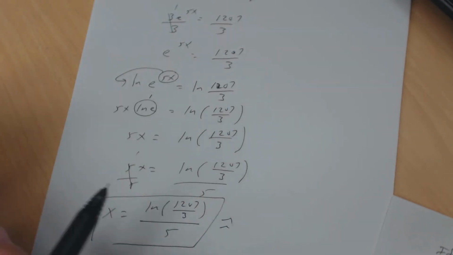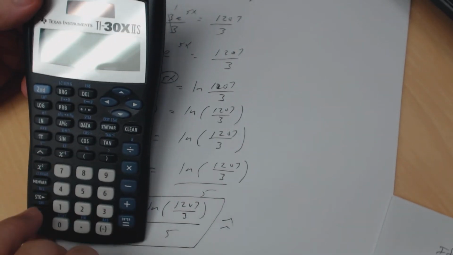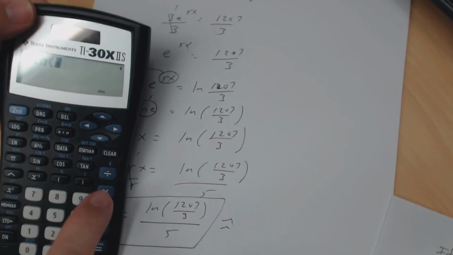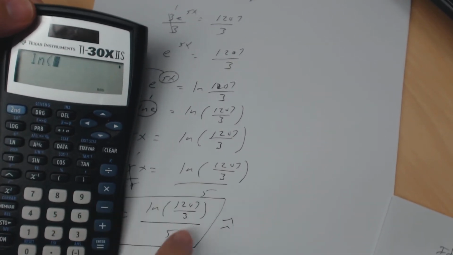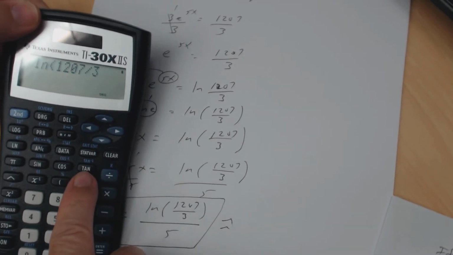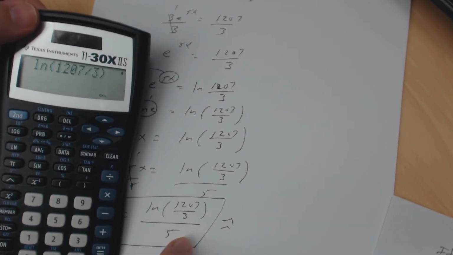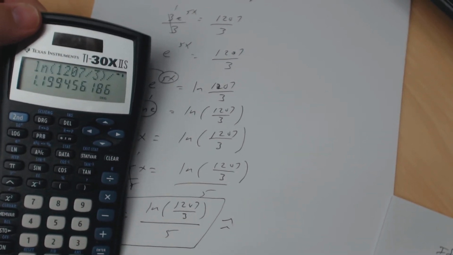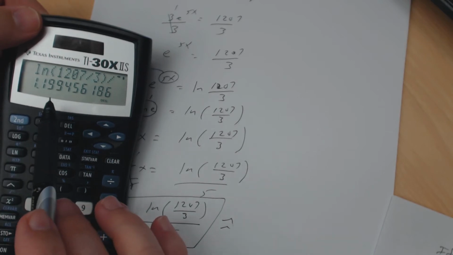Okay, so here's what you can do in your calculator. So let's do the numerator first. So I'm going to get the natural log of 1,207 divided by 3, close the parentheses, and then that's being divided by 5, and you press equal, and you get 1.99.